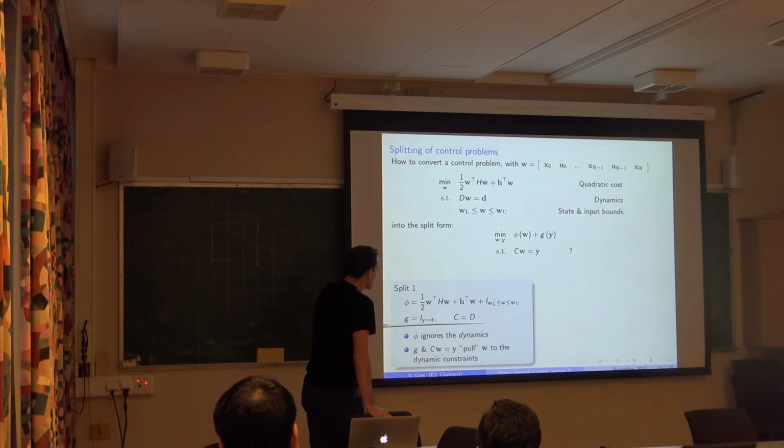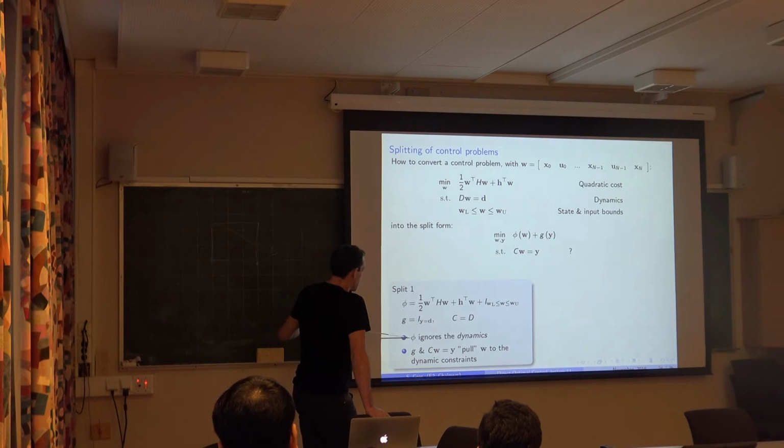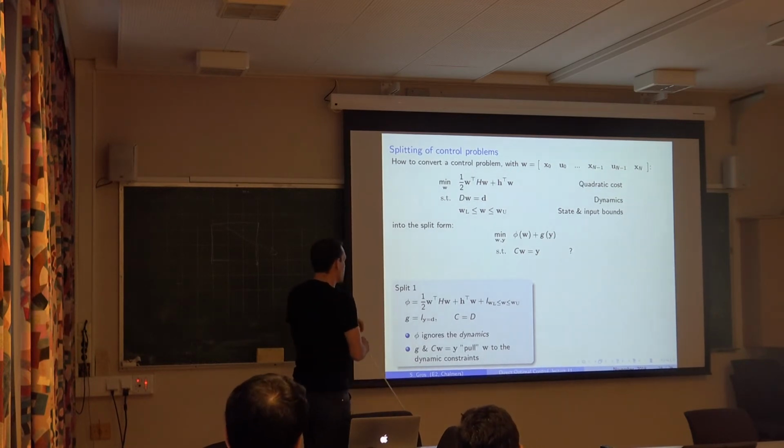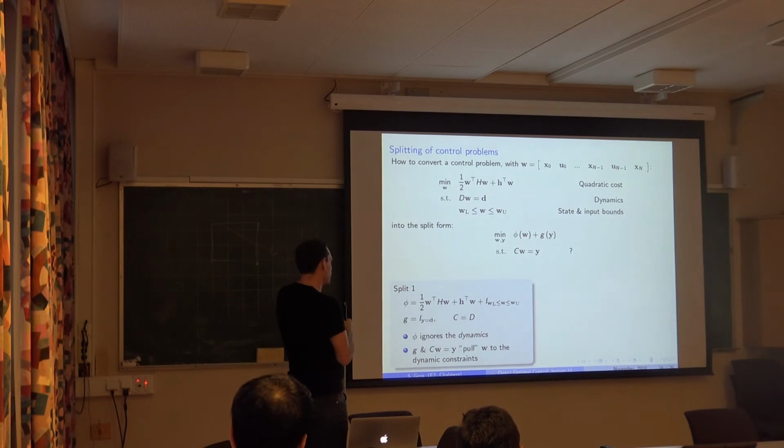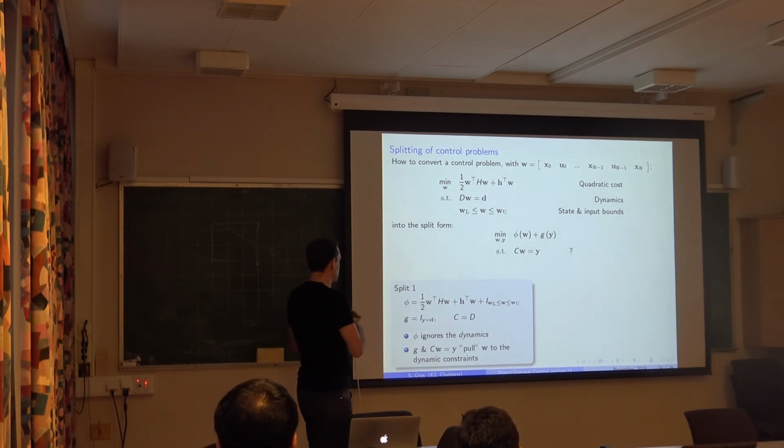And the part that you put in a g function is the dynamics. So you would pick your g function as this, and the C matrix we saw before would be this D matrix. So you can think of phi as solving a QP that ignores the dynamics. And then this g function will basically try to pull your solution onto the dynamic constraints.